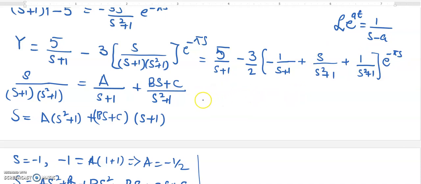So now I think we are ready to take the inverse transform of this. If we take the inverse transform, we get y of t. For 5 over s plus 1, because it is s plus 1, I will get 5 e power minus t. And then it is for 3 by 2, so 1 over s plus 1.